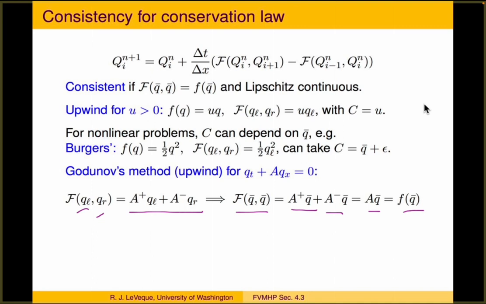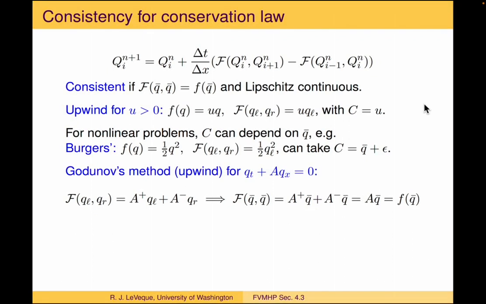In this case, if this is a system of equations, the Lipschitz continuity requires looking at the norm of Q_L minus Q bar and Q_R minus Q bar, but if you think about that, you can show that it's Lipschitz continuous with the constant C being basically the matrix norm of the matrix A, corresponding to whatever norm we're looking at measuring the vectors in. So that's also a consistent flux.